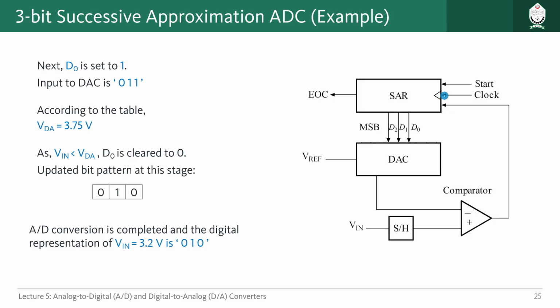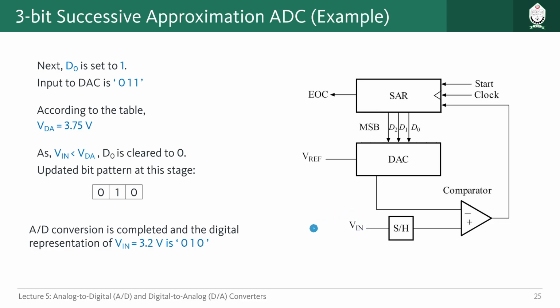SAR will understand that for the third bit whatever we have guessed is not correct, we should clear the last bit to 0, so that will be cleared to 0, and the resulting bit pattern will be 0 1 0. This is the closest digital representation of the analog signal V in we have provided, which is 3.2 volt.